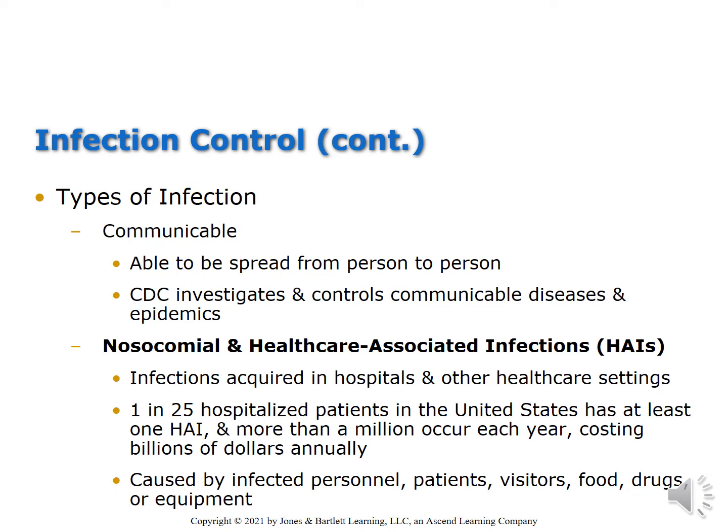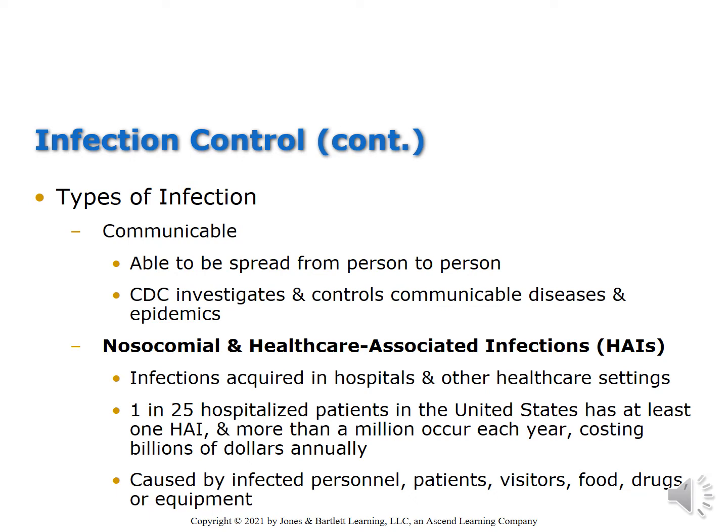A nosocomial healthcare associated infection is usually referred to as a hospital-acquired infection, and it's a big problem in healthcare these days. As it says here, 1 in 25 hospitalized patients in the United States has a hospital-acquired infection, and more than 1 million occur each year, not only costing billions of dollars, but these infections are very difficult to treat. They're usually very resistant to standard treatments.